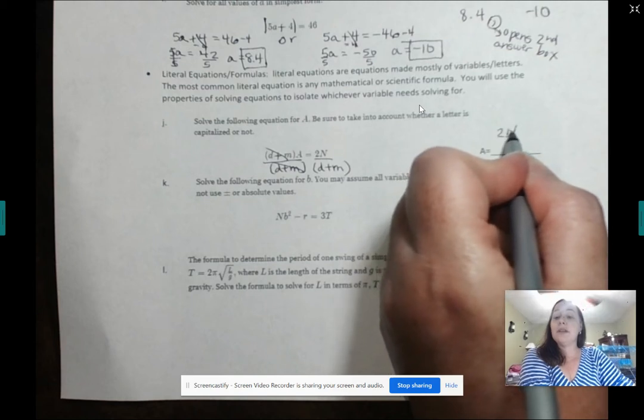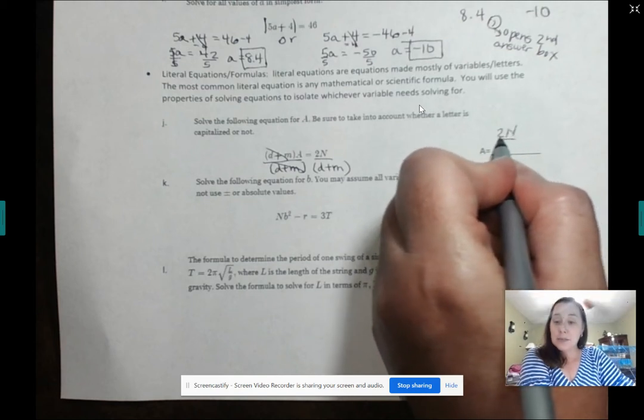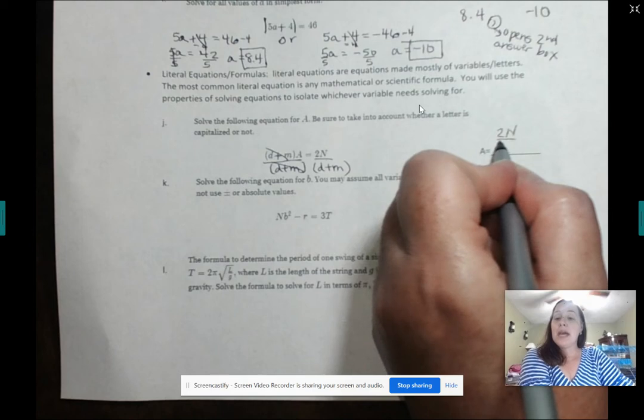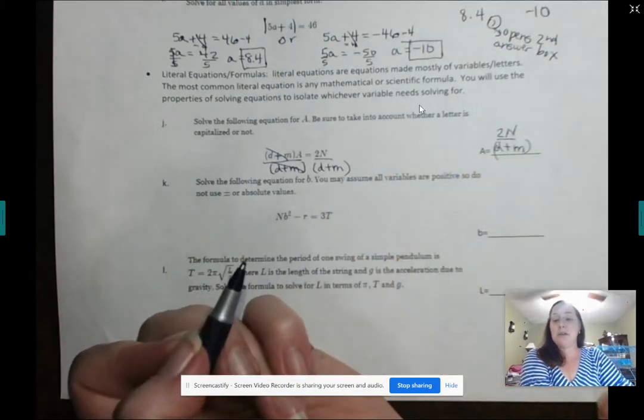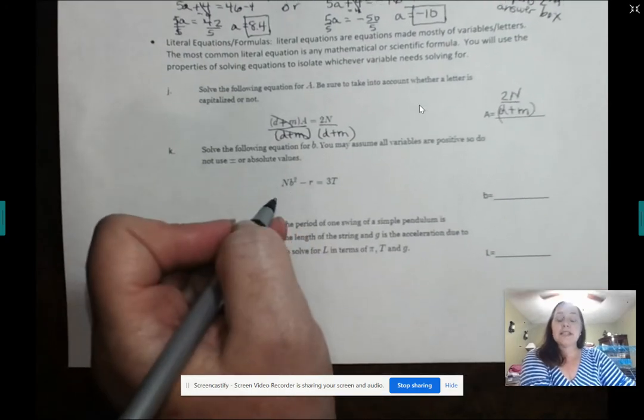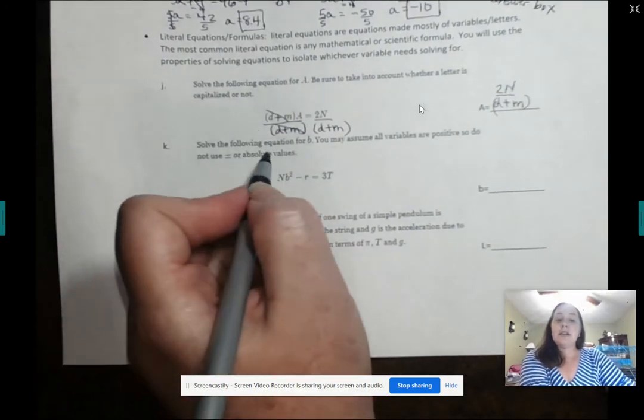You'll type in 2 with a capital N, hit the backspace button so that a fraction will open up, and you can put D plus M down there. And it can be in parentheses or it doesn't have to be. Let's look at this next one. It's a little trickier. Solve the equation for B.